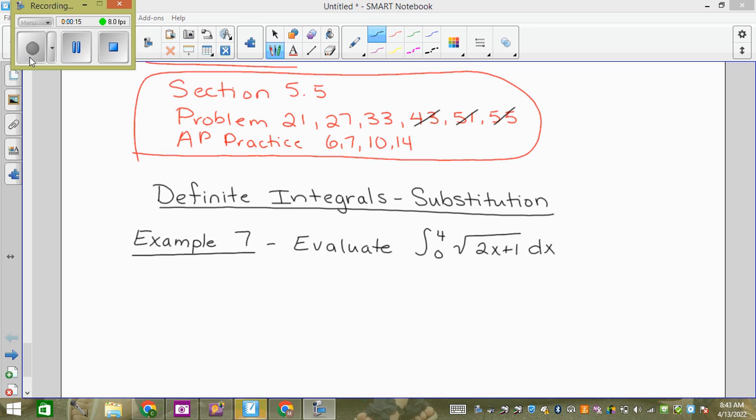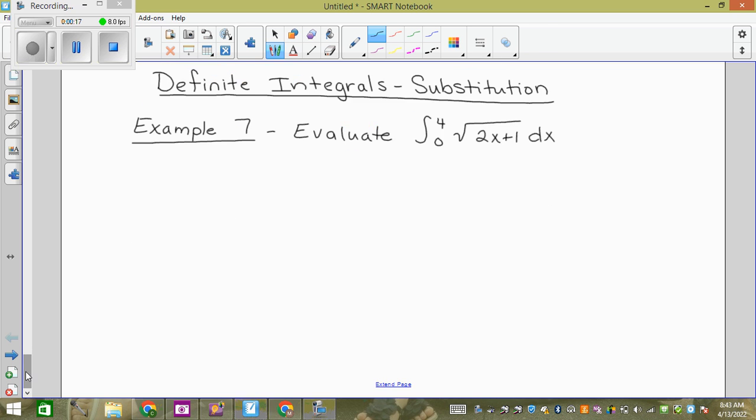So there is one little catch in these. You do it the exact same as yesterday, but because it is a definite integral, you have to watch those numbers that are defined. So the 0 and the 4.